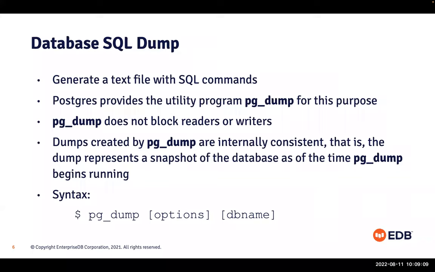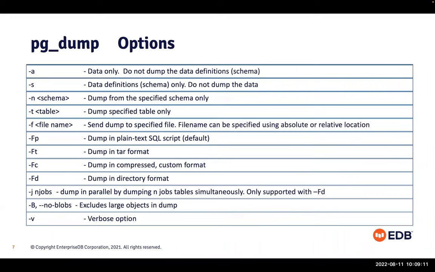The syntax and the options are like this. By using pg_dump, there are different options. For example, I want to take the dump of my database, but I don't want the data definition, so I have the option -a for data only. I want schemas only, not the data, so I have the -s option. If I want to take a specified schema's backup, in that case the -n option is there.